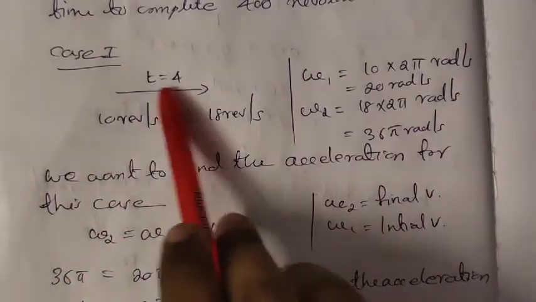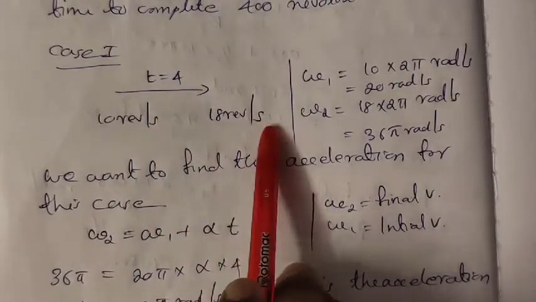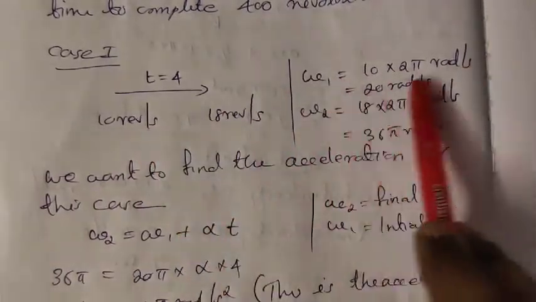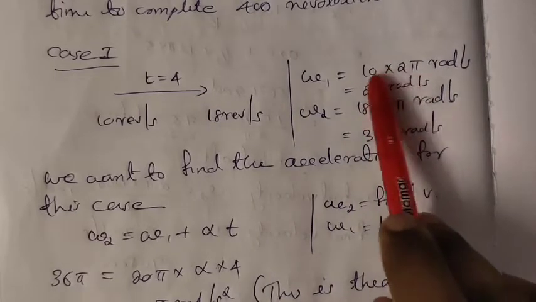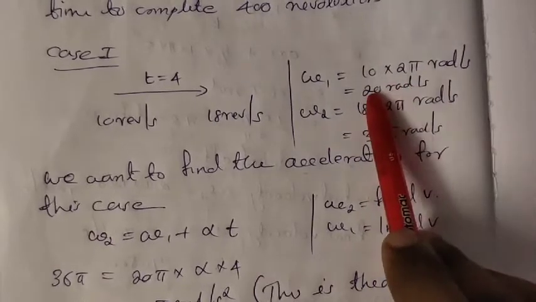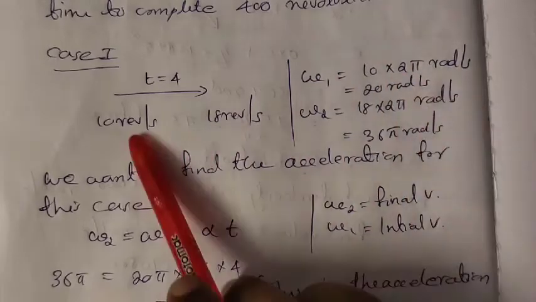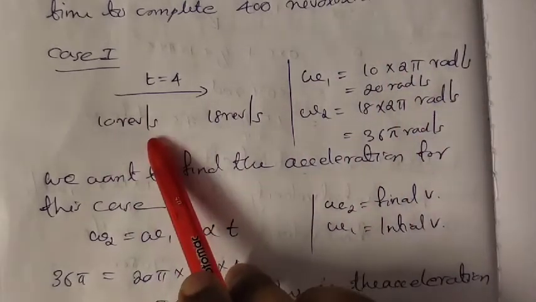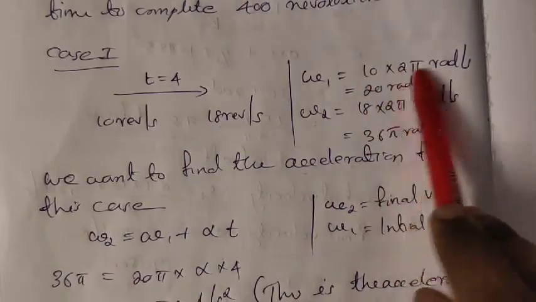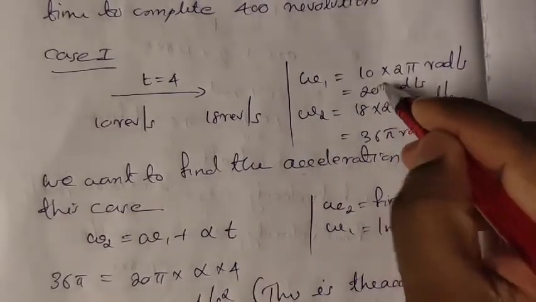First case, t is equal to 4 seconds, going from 10 revolutions per second to 18 revolutions per second. The initial velocity is 10, which we convert to radians per second: 10 into 2 pi, that is 20 pi radians per second. Since this is in revolutions per second, not per minute, we do not need to divide by 60. We just multiply by 2 pi.